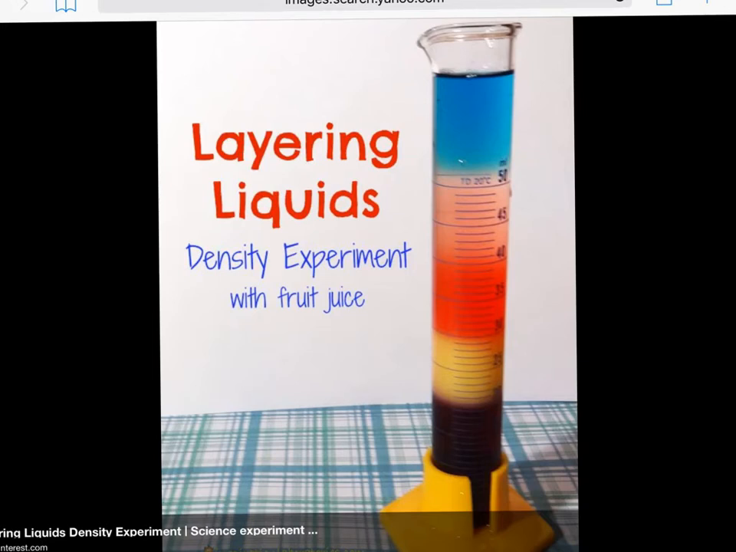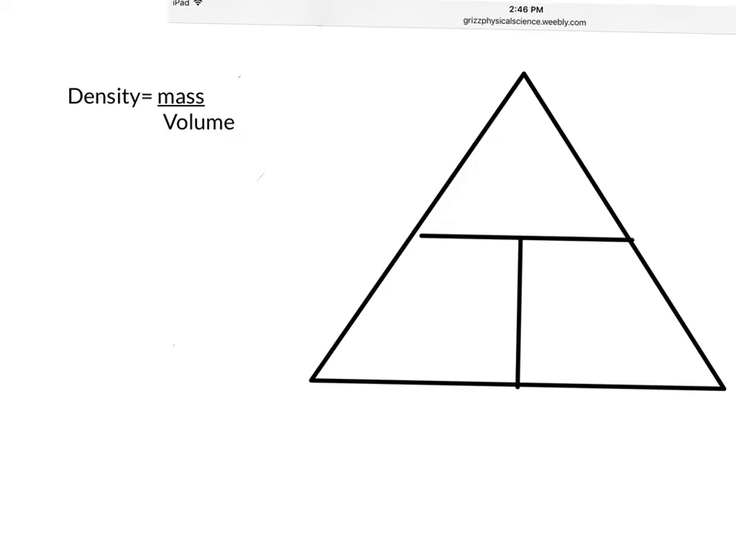Okay, hello everybody. We're going to start on density, and as you can see, this cylinder is a heterogeneous mixture, and you have different liquids separated in here. The reason they're separated is because of their density. Now, your formula that you need is density equals mass divided by volume. And I'm going to show you a shortcut to that.